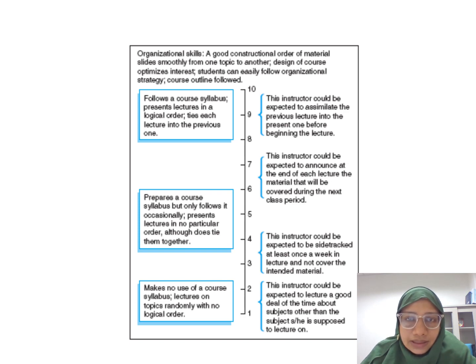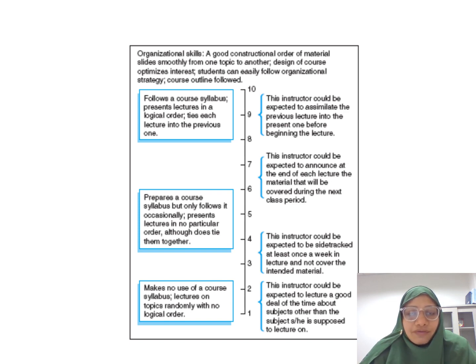Okay, this is an example. Organizational skill: a good constructional order of material, slides smoothly from one topic to another, designs the course to optimize student interest, easily follows organizational strategy, course, and outline. So this is an example. We want to measure the performance of teachers. What is the item that gets the higher marks? For example, this instructor could be expected to assimilate the previous lecture into the present one before beginning the lecture. So we give 9 marks.